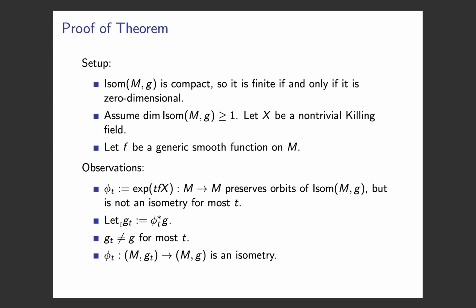Now we're going to pull back the original metric tensor via the flow by time t, and we're going to call that g sub t. Again, these two tensors are not in general equal, at least not for most t and for most f. But at the same time, because we've just pulled back the metric, phi t is an isometry from M with the g t metric to M with the g metric.